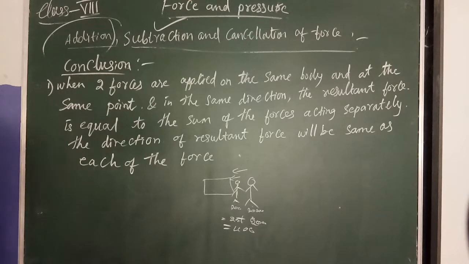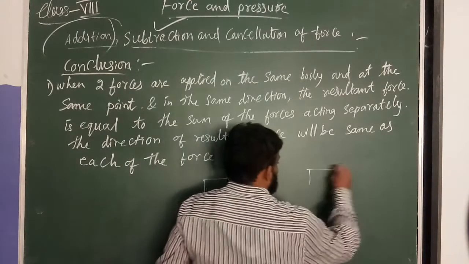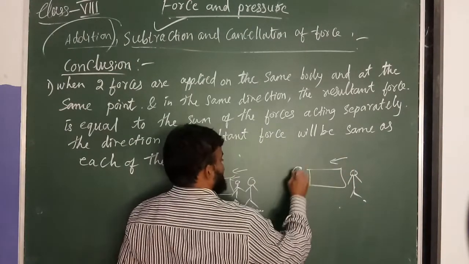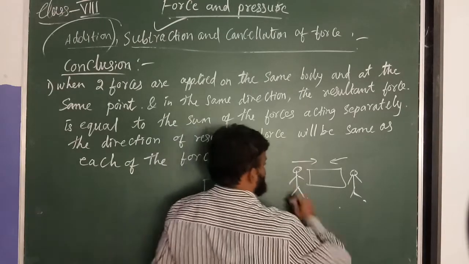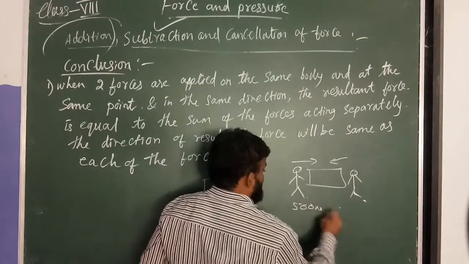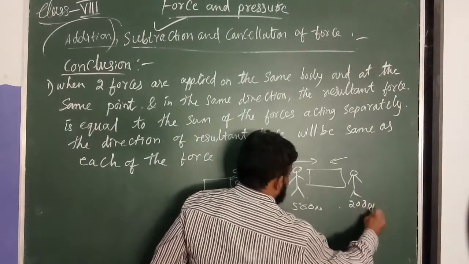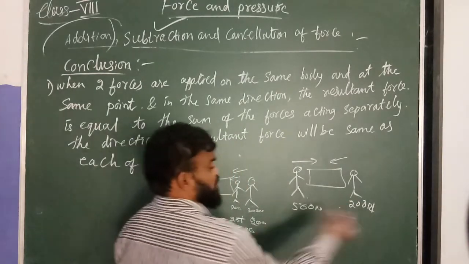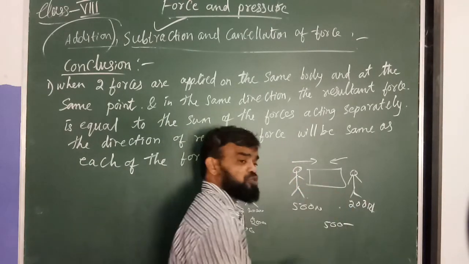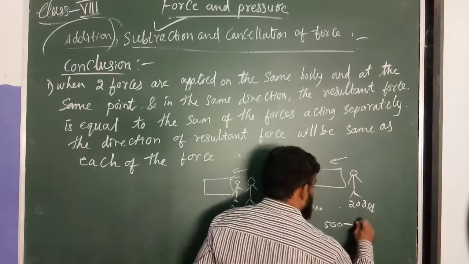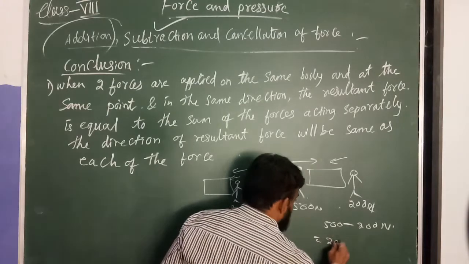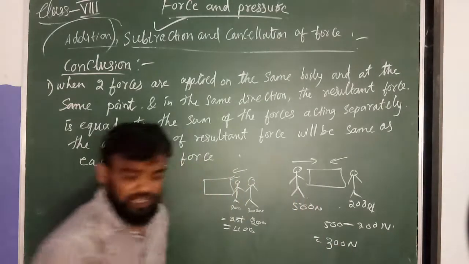If they are applying in the opposite direction, then you see this is the object. A person is applying force in one direction and another person is standing in the opposite direction, also applying force. This person is applying 500 Newton, and this person is applying 200 Newton, right? How do we get the resultant force? We have to do the difference: 500 minus 200 Newton, then we get 300 Newton. That is the resultant force.